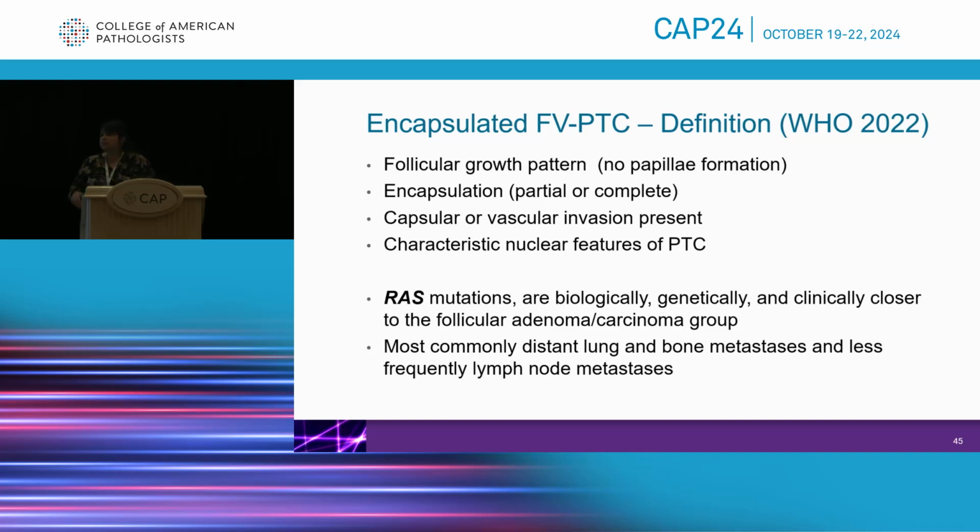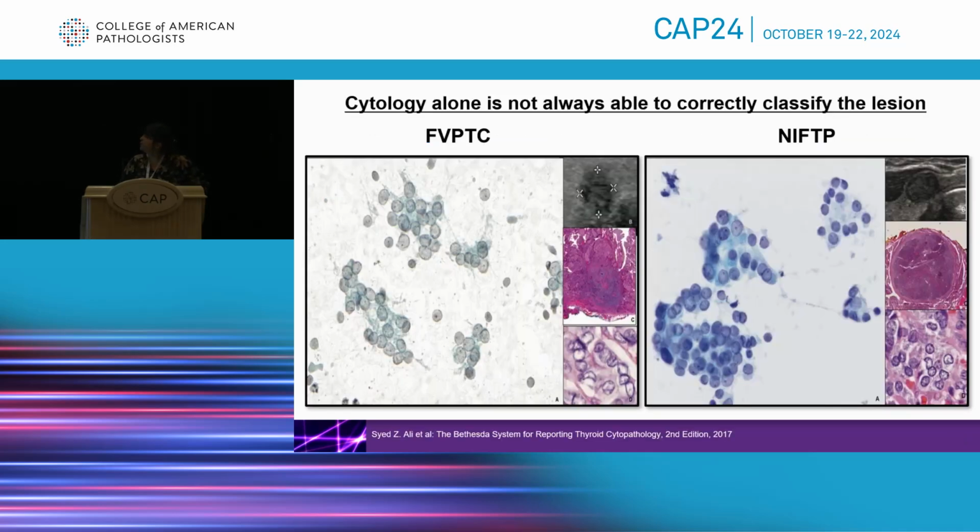And it's important to set these lesions apart because they have the same genetic landscape, the same mutations, and biologic behavior as your follicular adenoma and follicular carcinoma categories, and they like to go to metastatic sites such as the lung or the bone, less frequently than you would see them in the lymph nodes as with your papillary thyroid carcinoma.